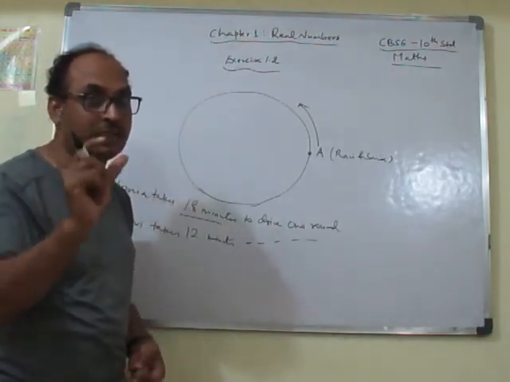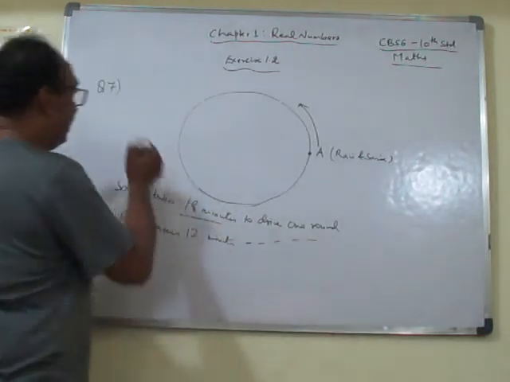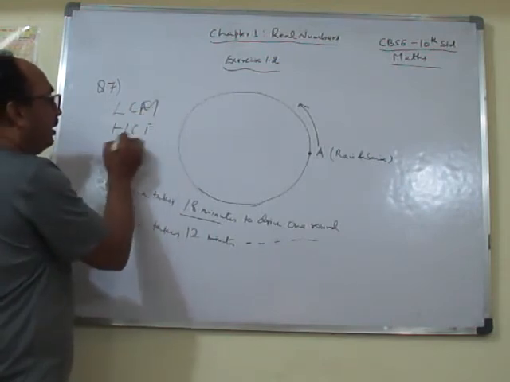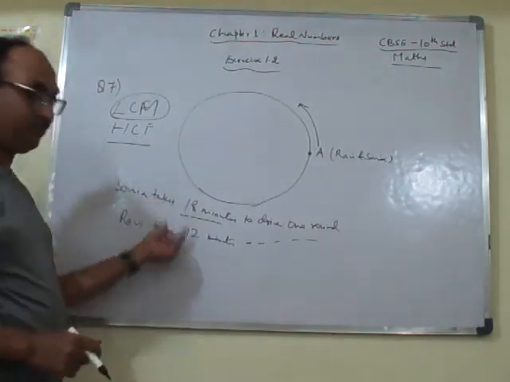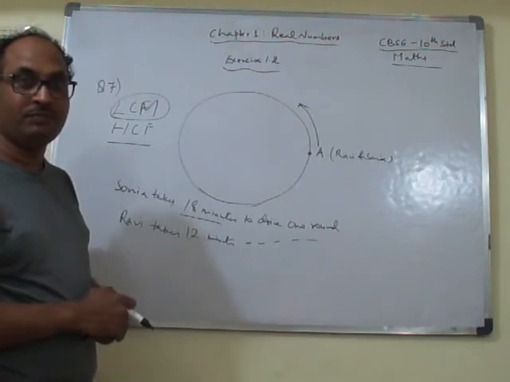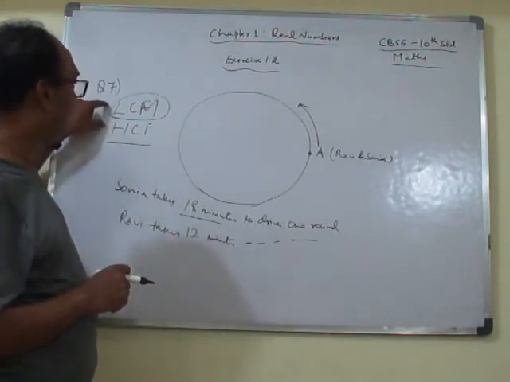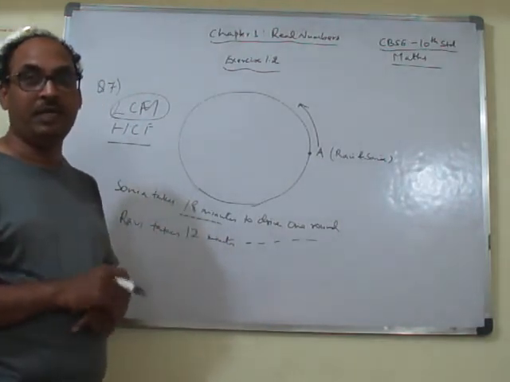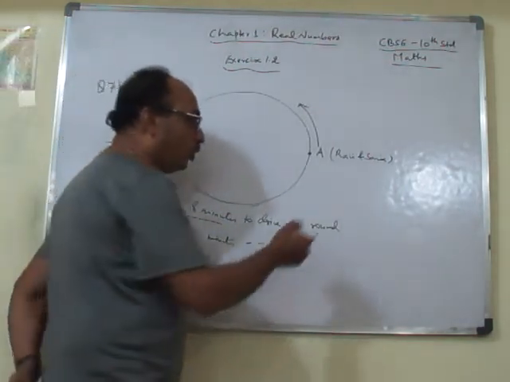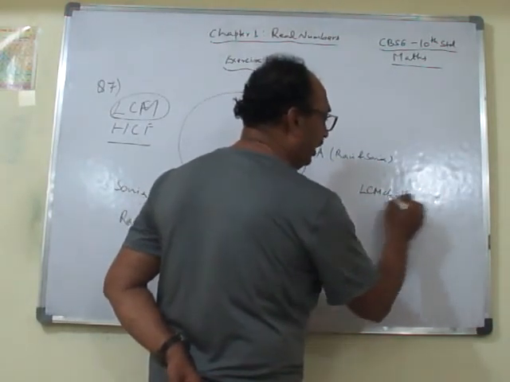So if we apply this logic, then we know that in LCM and HCF, only the LCM will be more than these two numbers. HCF will not be. So this LCM will be more than these two numbers. It means we need to find the LCM of these two numbers. LCM of 12 and 18 we need to find out.